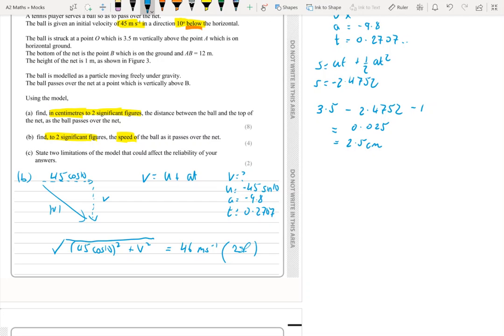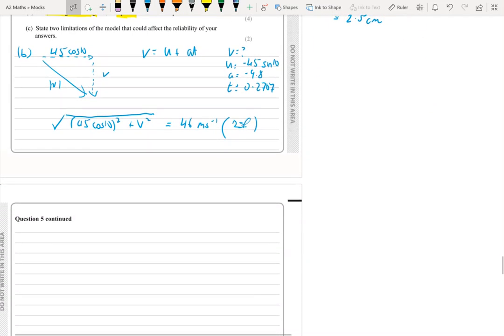Final part C, state two limitations. Air resistance, classic answer, and we need another one. Now you can't just say wind, because you can't have wind without air resistance, really. We could talk about the spin that affects the trajectory. You could talk about the physical size of the ball, because it's very close to the net, so depending on the size of that ball, it might actually hit the net rather than clear it when it's modelled as a particle.